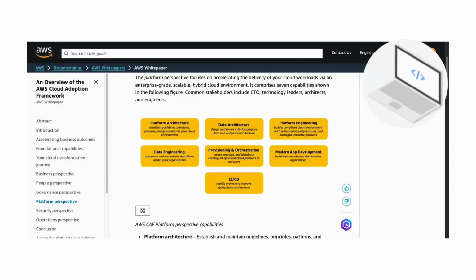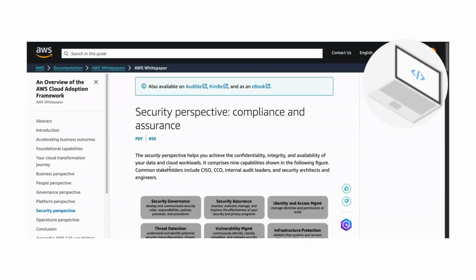In summary, the platform perspective provides a comprehensive framework for managing and accelerating your cloud workloads. It ensures that your cloud environment is well architected, secure, and scalable, allowing you to realize the full potential of your cloud investments. Next, the security perspective.